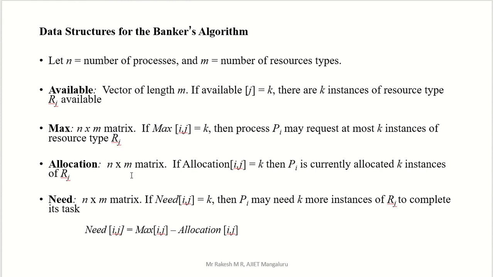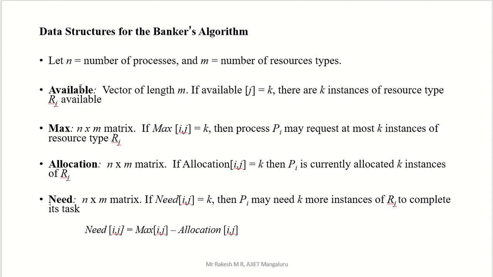This is the algorithm we have. This algorithm is called Banker's algorithm. Actually, in Banker's algorithm we have two sub methods. One is a safety algorithm, one is a resource request algorithm. We are going to see both algorithms in the next slides. First, here we are going for some definitions: what is the definition of available, maximum, allocation, need? That definition we have to see here.